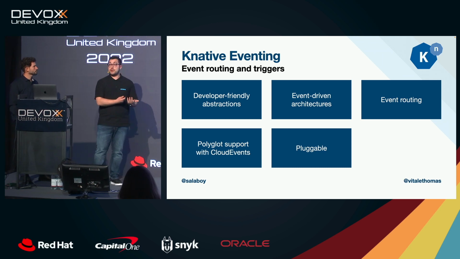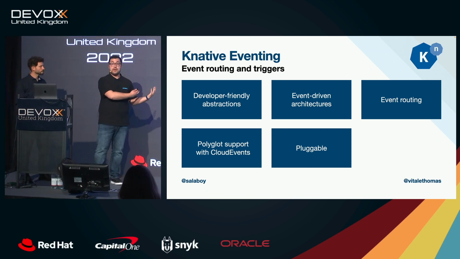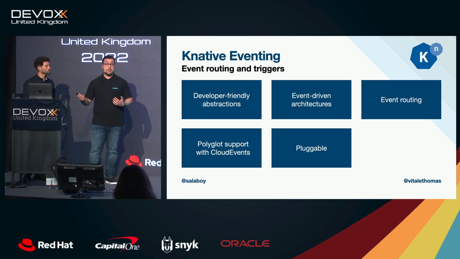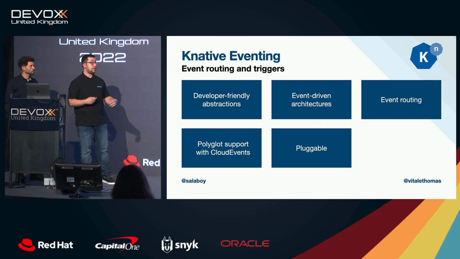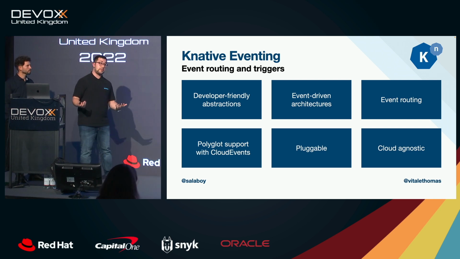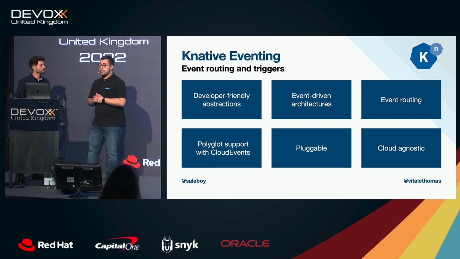Again, it's a pluggable architecture. We have abstractions in Knative Eventing, but then we can plug in RabbitMQ or Kafka, for example, Redis streams. And finally, once again, it's cloud-agnostic, just like Knative Serving, because we can run it on Kubernetes. It runs on any Kubernetes distribution, and it's not really specific. We don't have limitations in that regard.